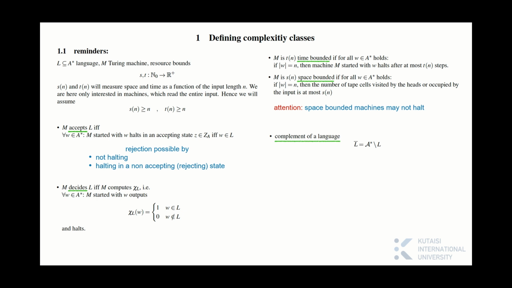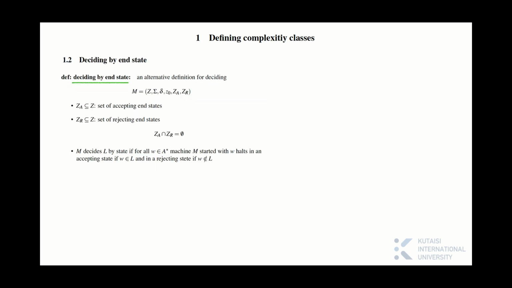And let me remind you of another definition: the complement of a language is everything outside this language. Okay, let's make our definitions so that we have the promised definition, deciding by end state. We'll modify our Turing machines so they also have a reject state. So my alternative definition of a Turing machine has a set of states, alphabet symbols, transition function, and start state, everything the same, and then I have accepting states and rejecting states. I have Z_A for accepting states and Z_R for rejecting states, and I assume that they're not the same. You cannot have a state that is both accepting and rejecting.